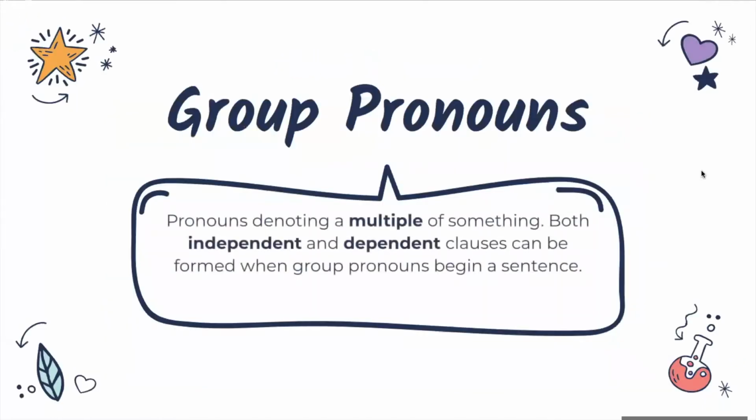Okay, so now we're going to explain what group pronouns are. They're basically pronouns denoting a multiple of something, hence that's where you get group from. So they form both independent and dependent clauses. Dependent clauses are also known as fragments. Independent clauses are also known as sentences. So sentences and fragments can both be formed when group pronouns start off a sentence. Here are some examples: some, several, few, many, and others. And as you see, they all refer to many things.